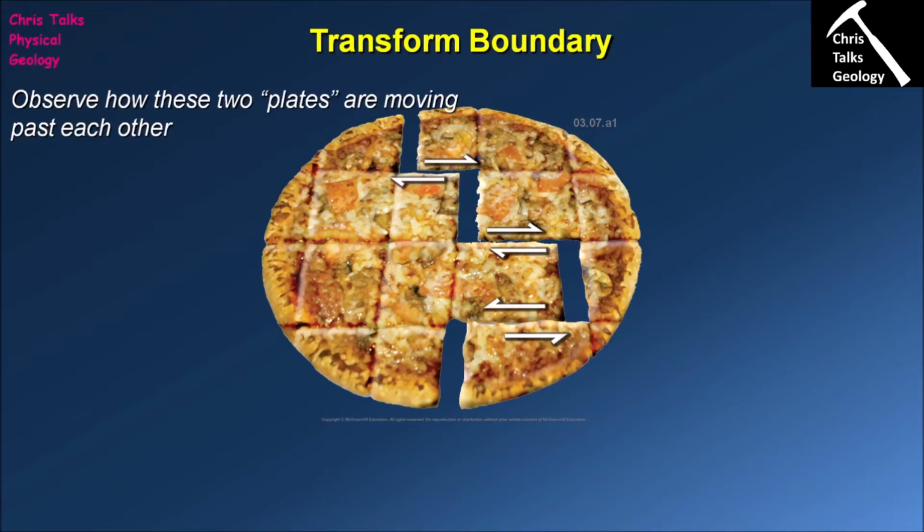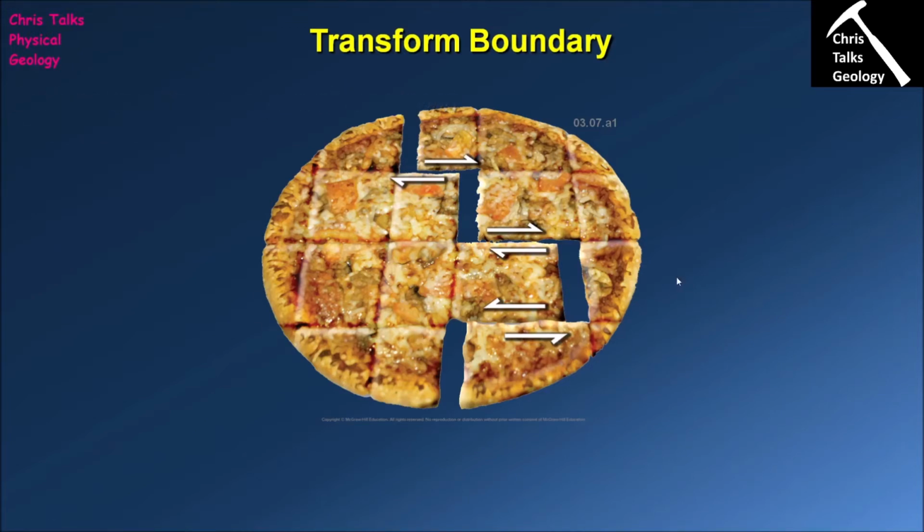That's it. No crust is being made. No old crust is being destroyed. The plates are just simply moving past one another. That's sometimes why transform plate boundaries are also referred to as conservative plate boundaries, because the crust is conserved. Nothing's being made or destroyed. So transform plate boundaries aren't particularly complex things.